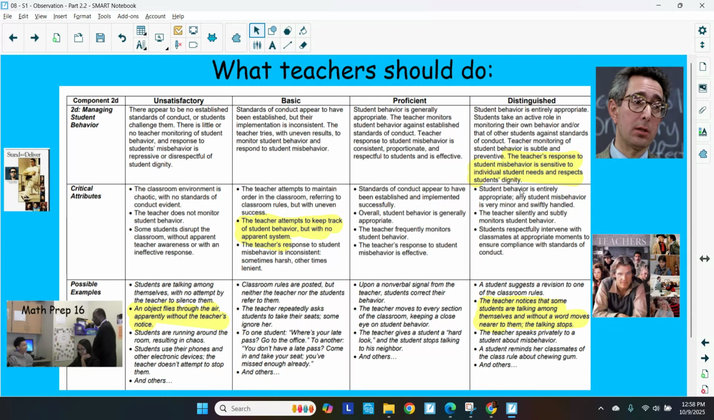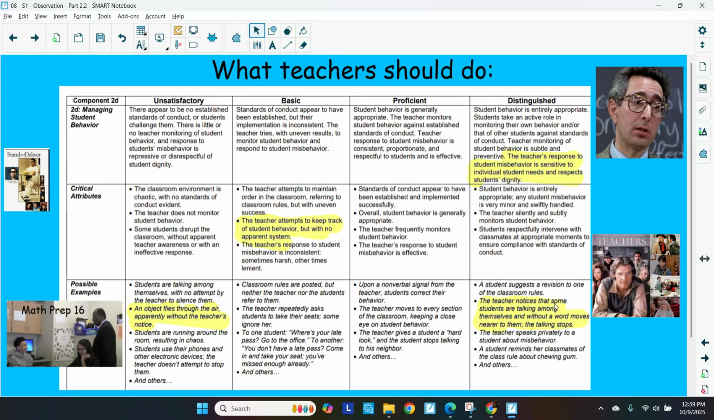But the distinguished teacher's response to student misbehavior is sensitive to the individual's needs and respects the student's dignity. They're not just going to start screaming at them in front of everybody because that's embarrassing. Nobody likes to be screamed at. So do it with dignity. Take them to the side. Talk to them after class. Tell them to just go outside and take a break. You'll be out there in a second. So those would be the ways I have dealt with student behavior.